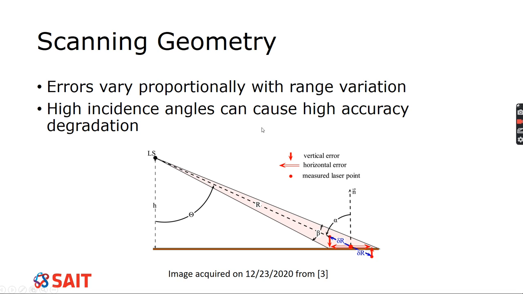So if we have a high incidence angle, we can have higher accuracy degradation, which means that as I'm pointing further and further away, this angle here becomes bigger and bigger, which means that this box here gets bigger and bigger as well. So it does contribute a lot to the error if we are not trying to stay close to the nadir and if we're scanning too wide. So it's really necessary to keep the field of view as narrow as possible to avoid this issue.